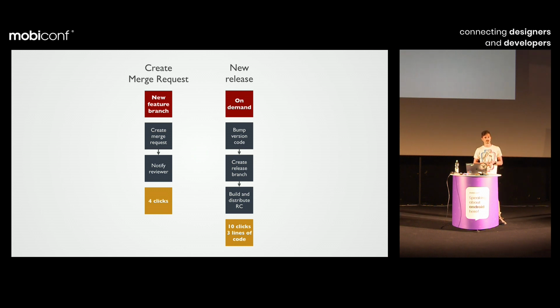And another one, every time when we want to build a new release candidate, we automatically increment the app version. We create a merge request automatically, and there is also a release candidate distributed to the people in the company. And in this situation, we save about 10 clicks and 3 additional lines of code which are written automatically for you.